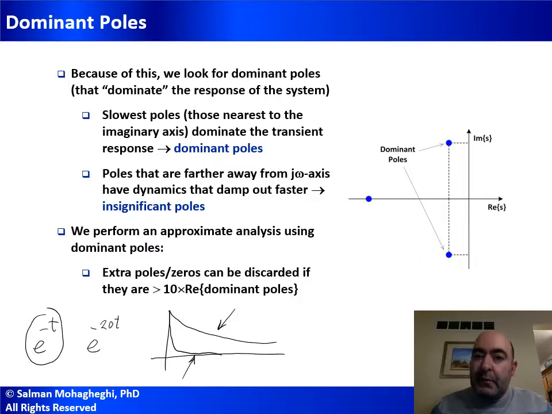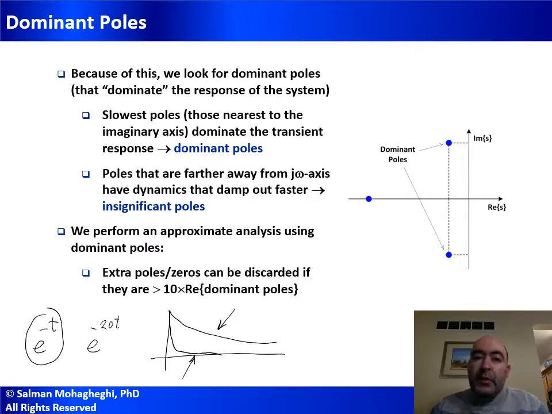At the same time, if you have poles that are farther away from the j omega axis, that e to the power of -at is going to have a very large a, meaning that it's going to be decaying very, very fast, and you're likely not to see a lot of that dynamic in the output. These poles are said to be dominated by the slower pole. So the slow pole is going to be the dominant pole, overshadowing the response of the faster poles.